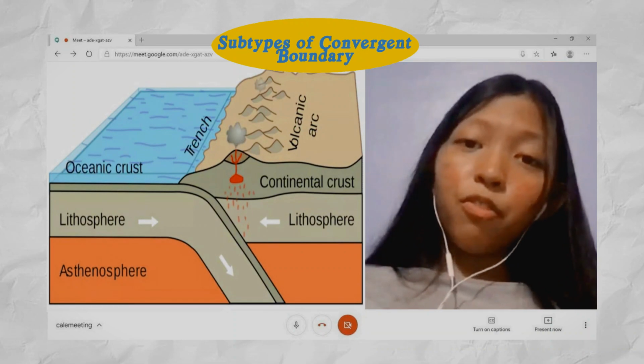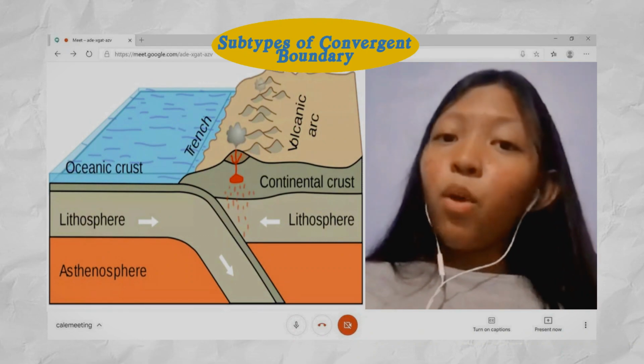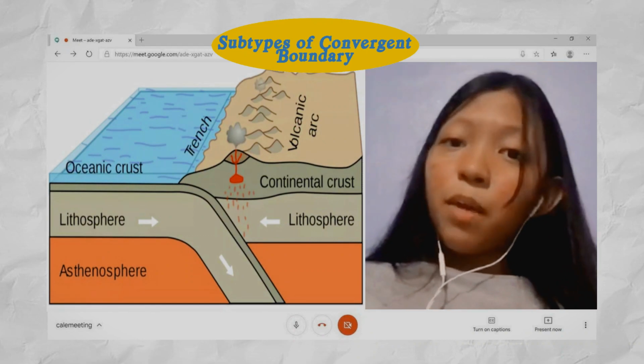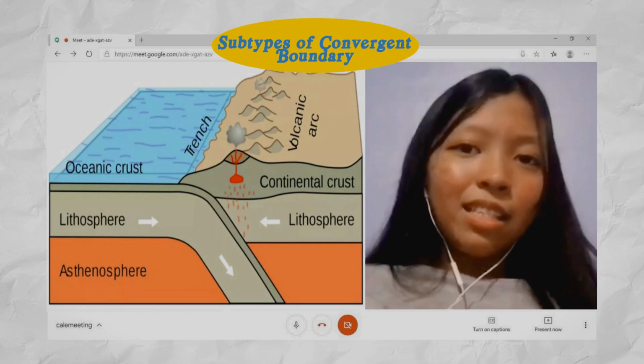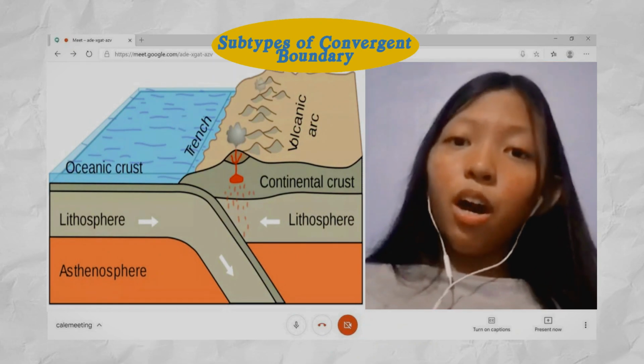Oceanic crust is made up of basalt. It is thinner but denser than continental crust. While continental crust is made up of granite, it's thicker but less dense than oceanic crust, which results in the subduction of oceanic crust.